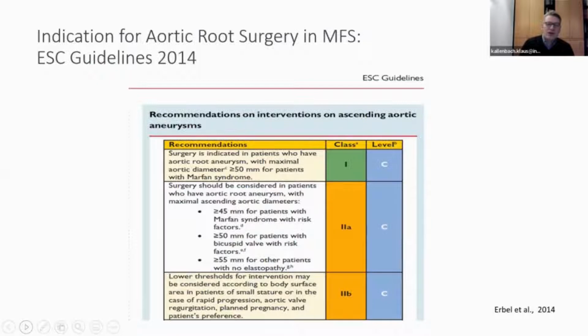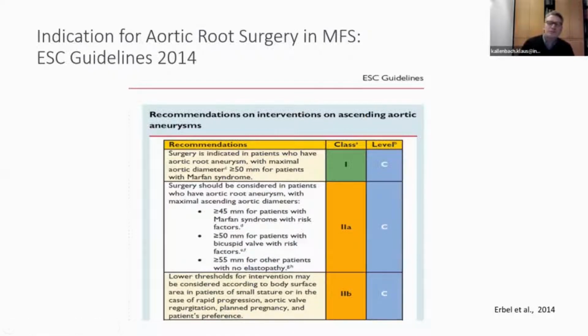Surgery should be considered in patients who have aortic root aneurysm with maximal ascending aortic diameters of 45 millimeters for patients with Marfan syndrome with risk factors, such as family members who already had dissections, or patients of 50 millimeters with bicuspid valve, or 55 for other patients. Again, this is a level C recommendation. And lower thresholds for intervention may be considered according to different factors. It's just a 2B. Class 3 means it might be harmful. 2B doesn't mean, well, we do not really know exactly. It might be beneficial. And again, it's a level C recommendation. So you can see the scientific background for setting the indication for operation is not very strong.